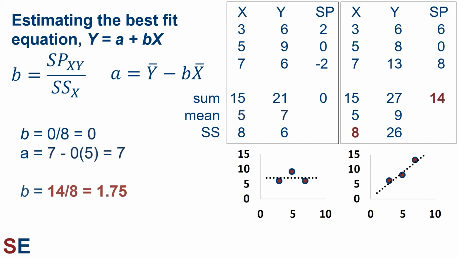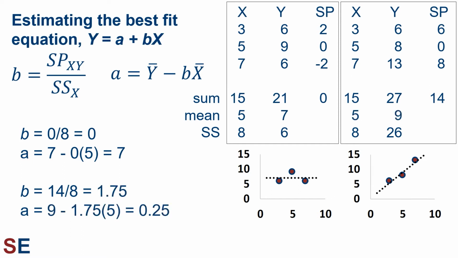For the right-hand dataset, we calculate the slope by looking at the sum of the cross products, which is 14, and dividing by the sum of squares x, which is 8. 14 divided by 8 gives us a slope of 1.75. This line slopes upwards, and we can see that it matches the data well. For the y-intercept, we plug in the mean y value of 9 and the mean x value of 5 into our rearranged equation, using a slope of 1.75, and solve for a to obtain a y-intercept of 0.25. That's pretty much where we would expect the line to intersect the y-axis from looking at the figure.